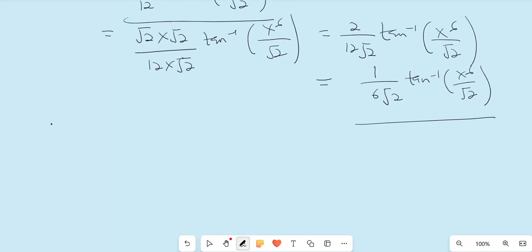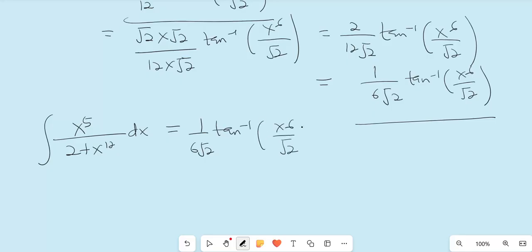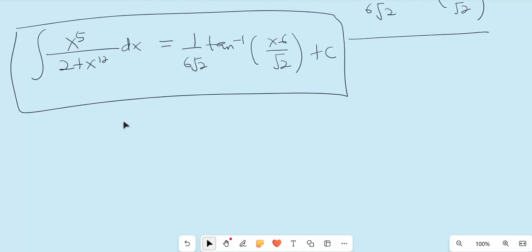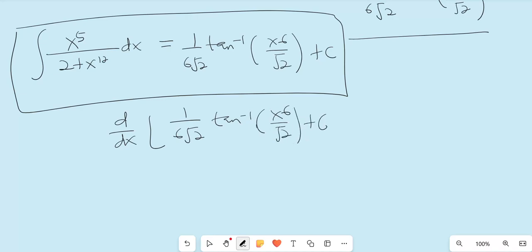So our integral, which is the integral of x to the 5 over 2 plus x to the 12 dx, the value of this integral is 1 over 6 square root of 2 arctan of x to the 6 over the square root of 2 plus c. And this is it. Again, as we always do, if you take the differential of 1 over 6 square root of 2 tan inverse of x to the 6 over root of 2 plus c, we should be getting our original expression under the integral, which is this one.